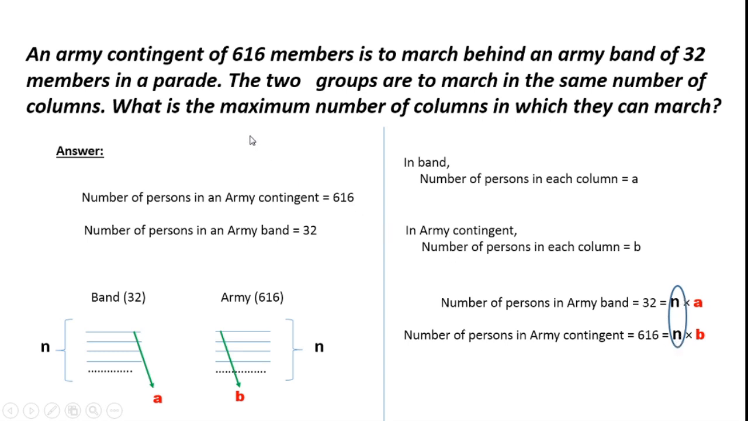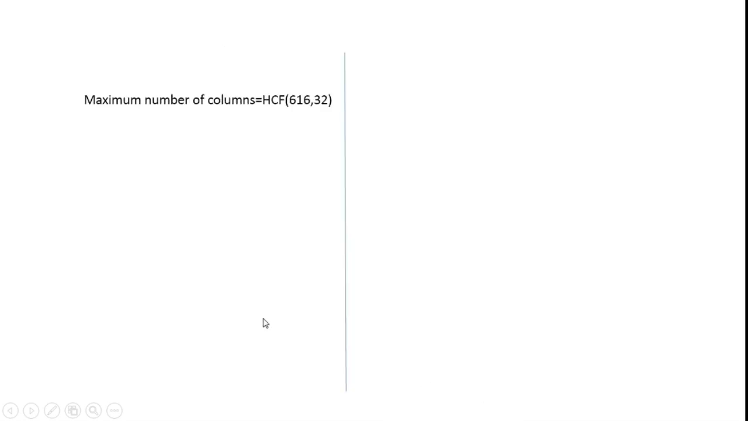What do we have to find? We have to find the maximum number of columns. That means it is the highest value. Therefore, we have to find the HCF of 616 and 32. How can we find the HCF? You have to apply the Euclid division algorithm.